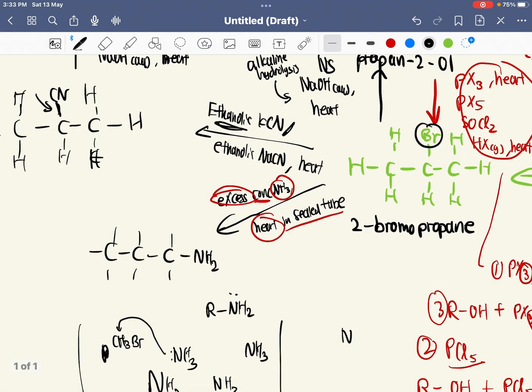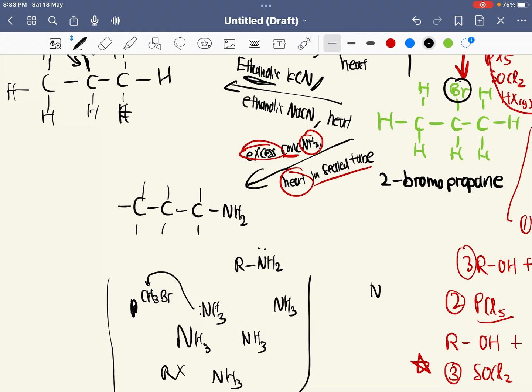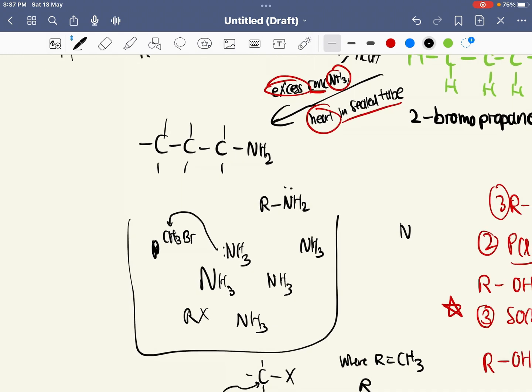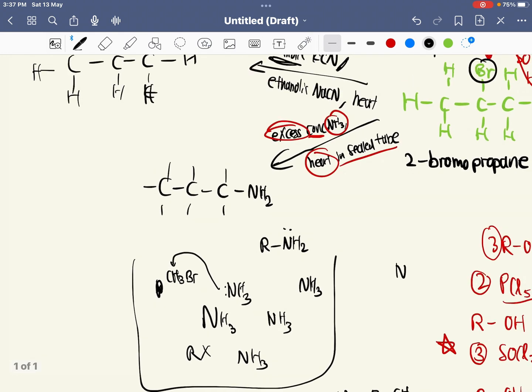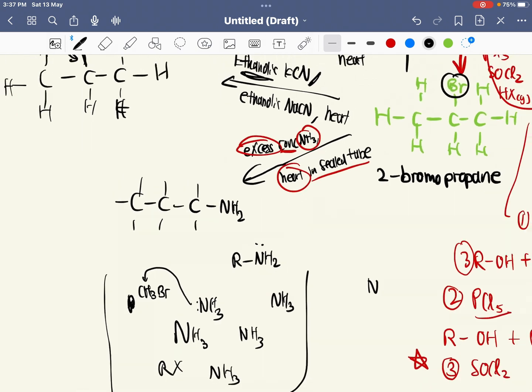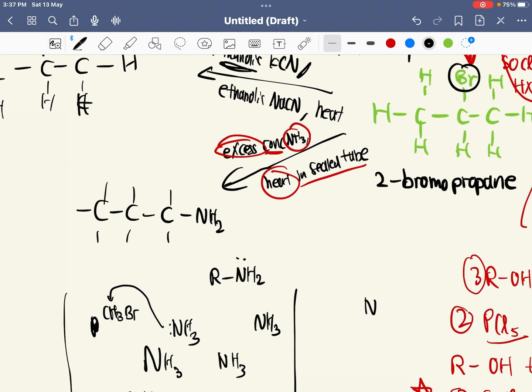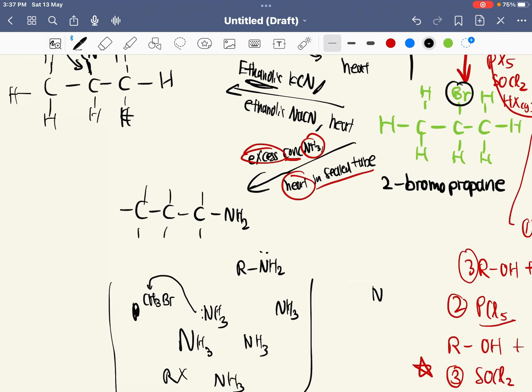Okay, the next reaction that we'll be looking at is the reaction of RX with ammonia to form our primary amine. When we're looking at nucleophilic substitution of the halogen atom, from RX to a primary amine, what we need to do is use concentrated excess ammonia with heat. If you want additional description, you can put excess concentrated ammonia, heat in sealed tube.